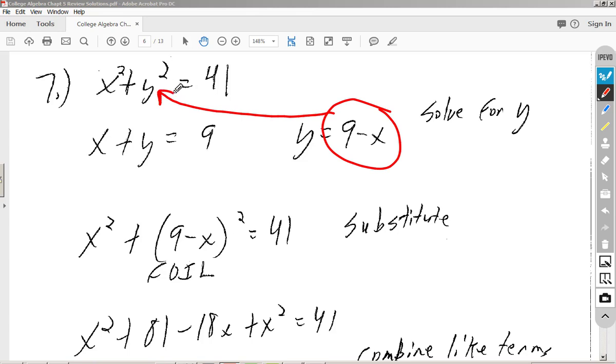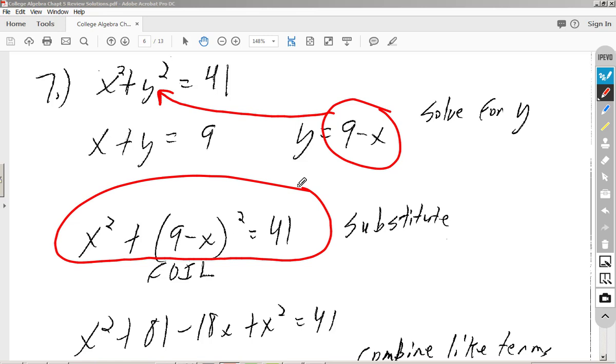And when I do that, I end up with this equation right here, which is x squared plus (9 minus x) squared all equals 41. So to solve this, you're going to have to FOIL the second part right here. So if you need to, you can write your equation down twice and FOIL it, or you can just do it in your head. You got 9 minus x times 9 minus x.